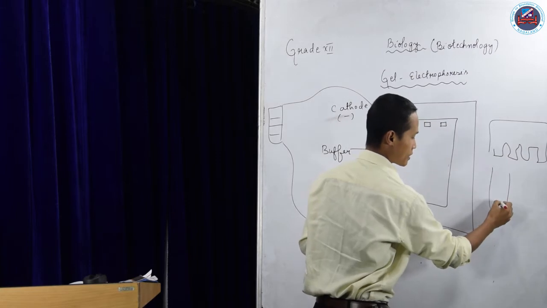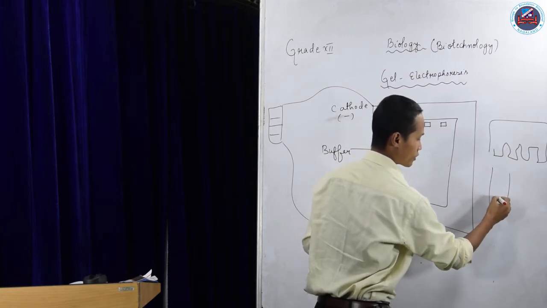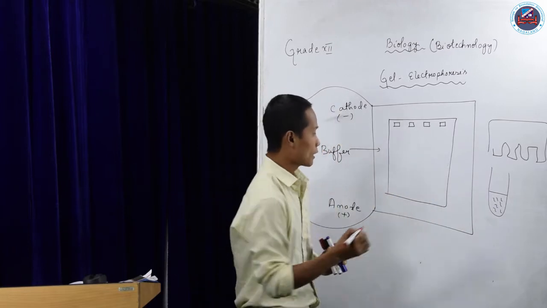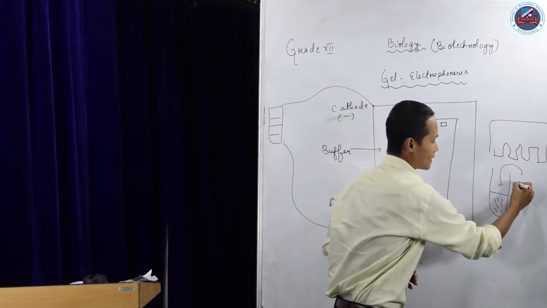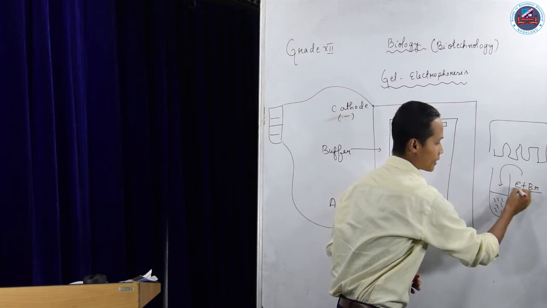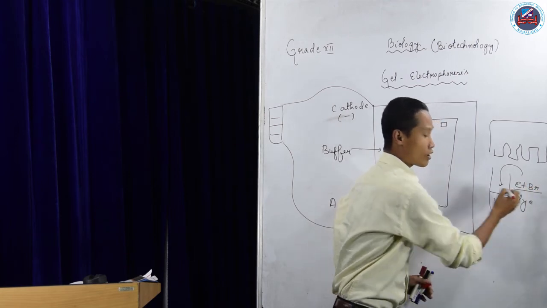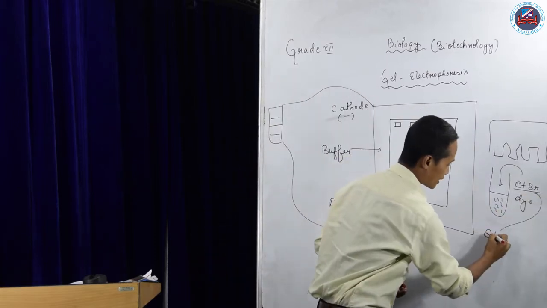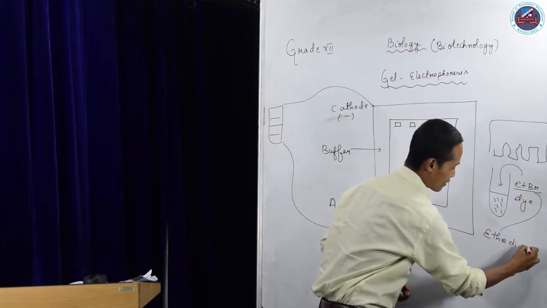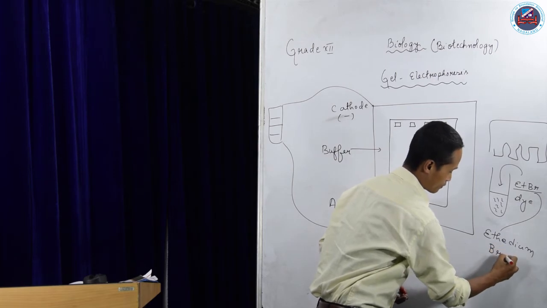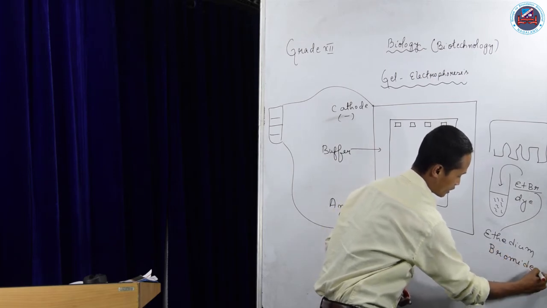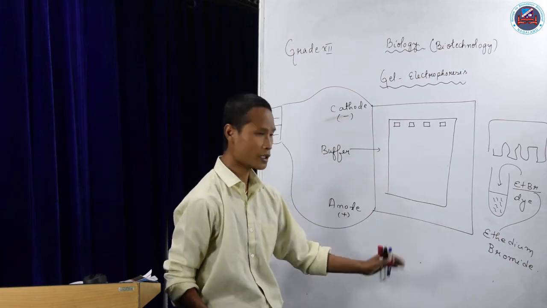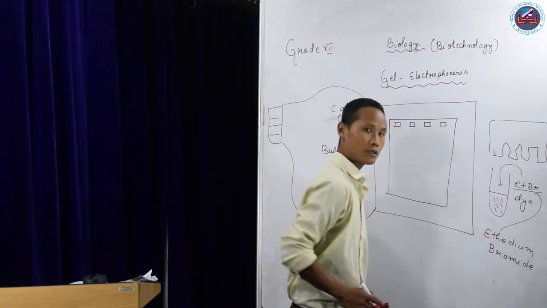Once we add the buffer and set up the agarose, just say that these are DNA fragments which were generated with the help of restriction enzyme. Here we are going to put EtBr. This is a dye that is going to give color to our DNA fragments. EtBr is nothing but ethidium bromide. It is a carcinogenic substance, so it has to be handled with care.